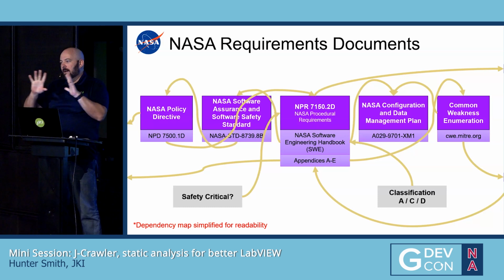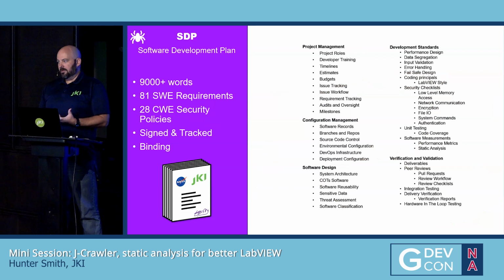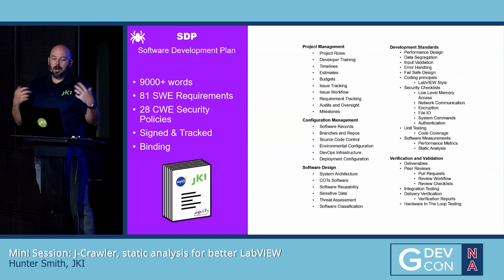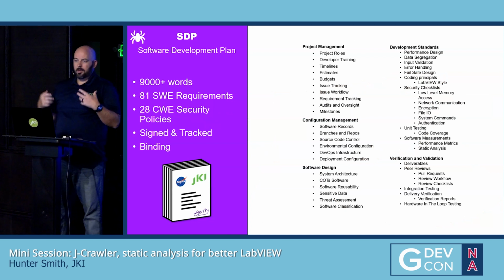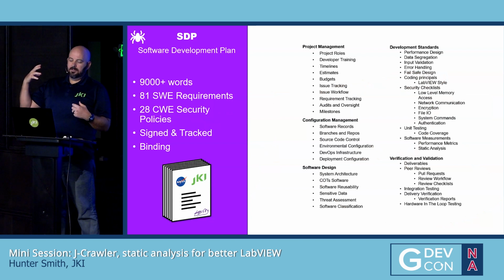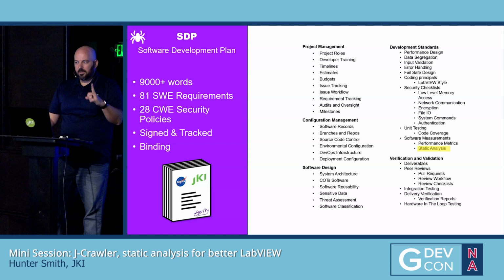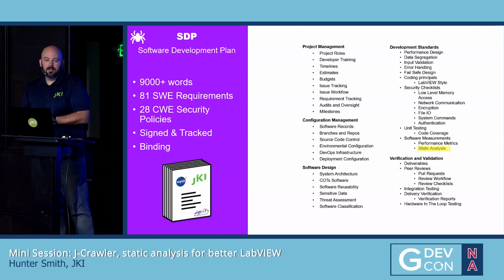And so after poring through all of those requirements, one of the first deliverables we had on this project was creating a software development plan. We wrote a 9,000-word document that goes through every detail of how we would develop the code, test the code, verify the code, document the code, track the code, and not just the code, but the defects, the project, the system updates. And it had to cover all 81 SWEs, as well as the 28 CWEs that we'll talk about later. And one of the specific line item requirements is to have static analysis.